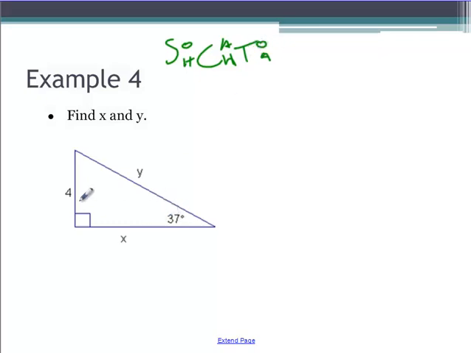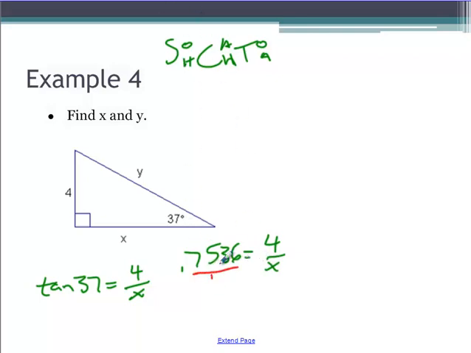Let's do x first. 4 is opposite, x is adjacent, opposite and adjacent is tangent. So the tangent of 37 is the opposite side over the adjacent side. When we go to solve, tangent of 37 is 0.7536. We're going to make that over 1. I'm going to cross multiply. 0.7536x equals 4. So I take 4 and I divide by that decimal. I get that x is 5.3.